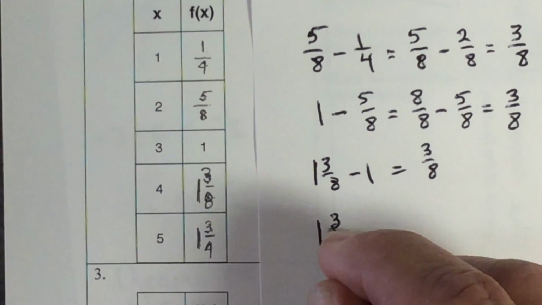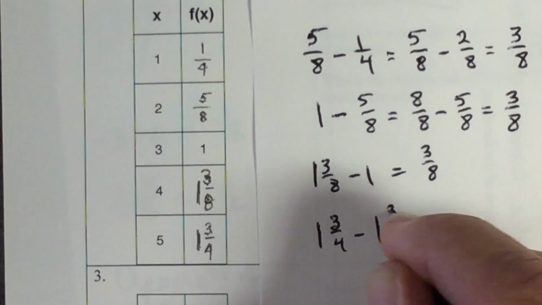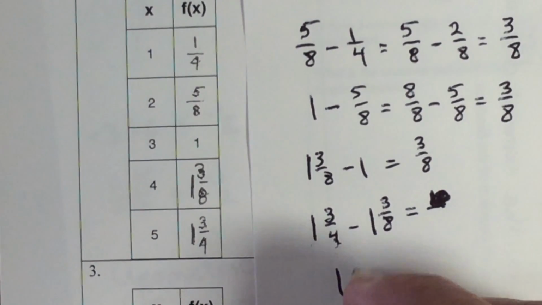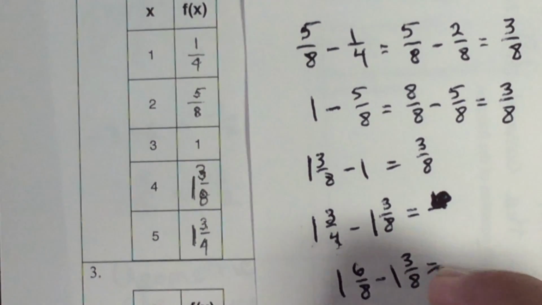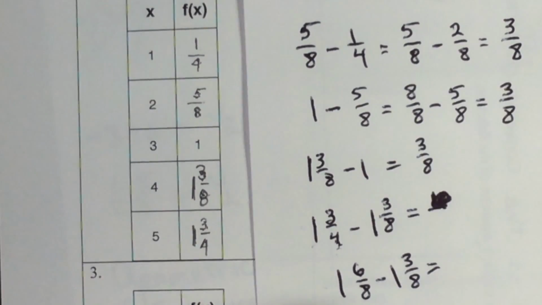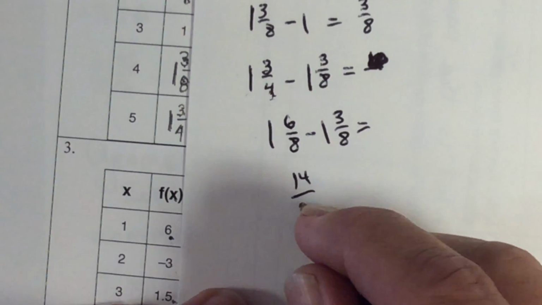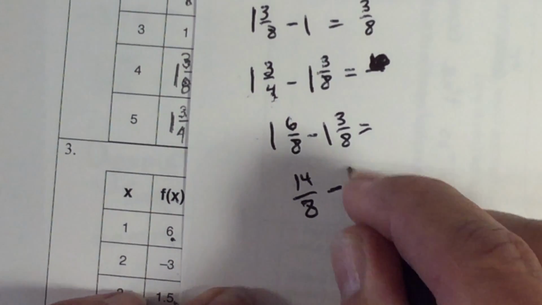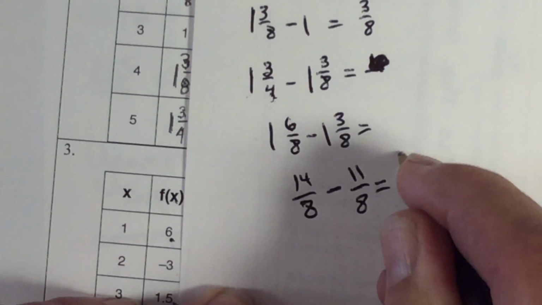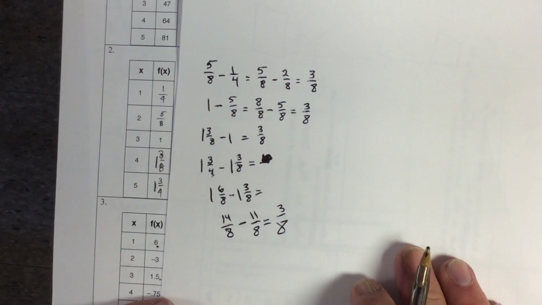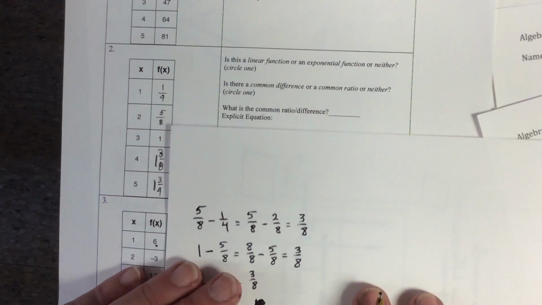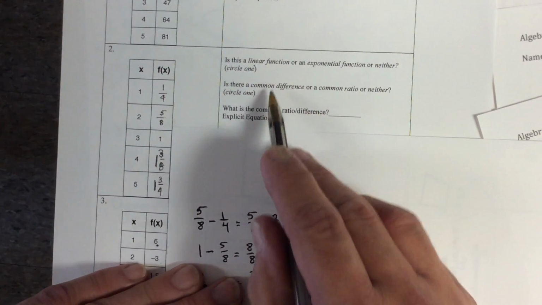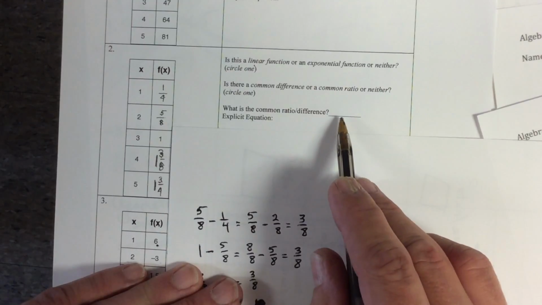Subtract 1 and 3/4 minus 1 and 3/8. This is 1 6/8 minus 1 3/8. Okay, so this is 14/8 minus 11/8, and lo and behold, 3/8. So we have a common difference here. Our common difference was 3/8, which means I'm done. It's a linear function. The common difference is 3/8.